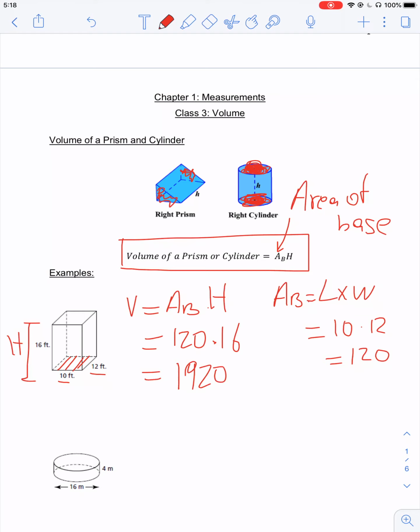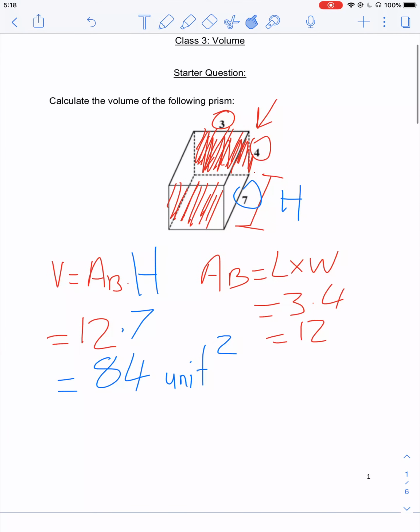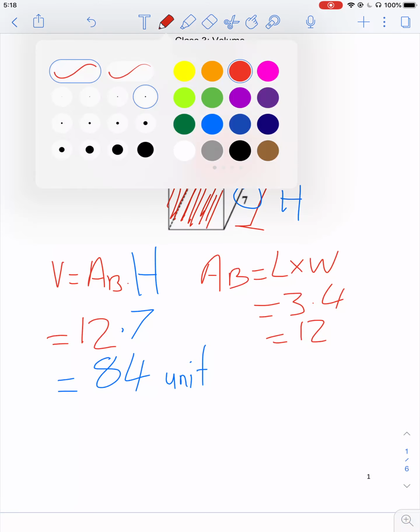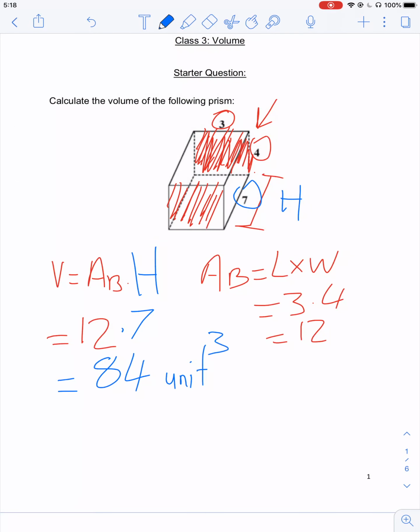1,920. Now, because my units are given in feet, this will have to be feet cubed, which means I made a mistake in my starter question. Because we're not finding area, we're actually finding volume, I can ask you to change this to units cubed. It has to be cubed. Sorry about that, I just realized I made that mistake.